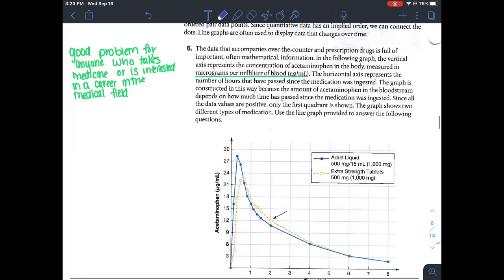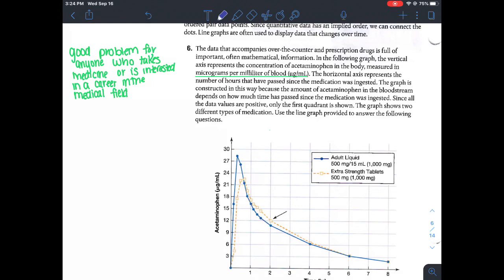This problem is really good for anyone who's interested in medicine or interested in a career in the medical field. Last year, I had a ton of students that were doing the CLC program for nursing, and they found this problem mildly interesting, as much as you can find a math problem interesting. But they were like, oh, okay, I guess that was decent to know. So this is our last problem that we will go through.